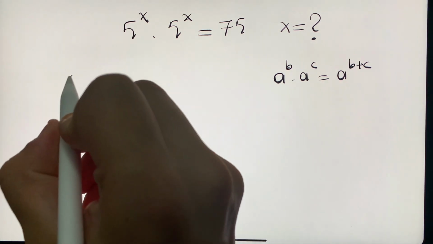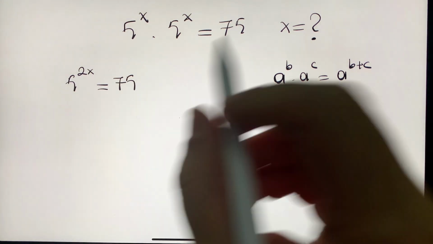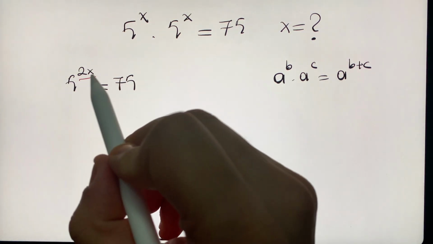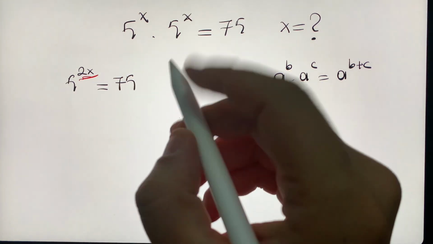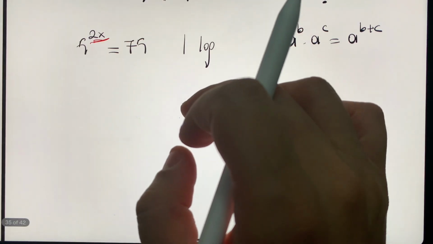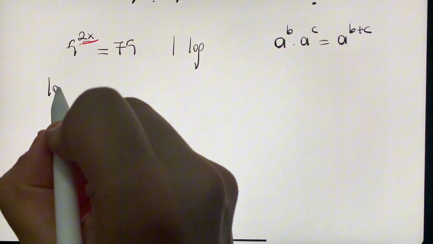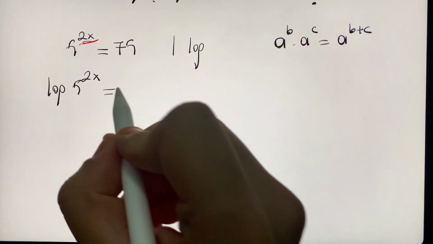Let's use this now. 5 to the 2x is equal to 75. Now, we see 2x here and I need to bring it down. What should I do for that, guys? I take the logarithm. So 5 to the 2x is equal to, taking the logarithm, logarithm 75.